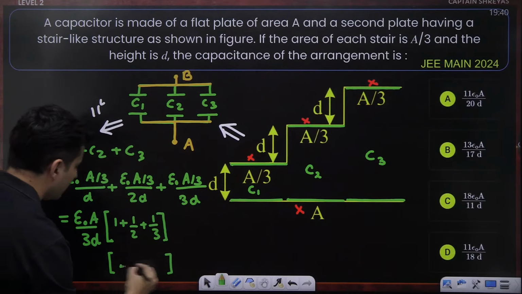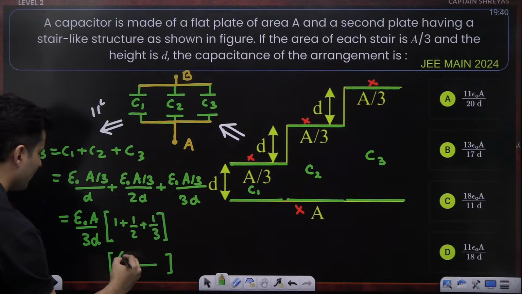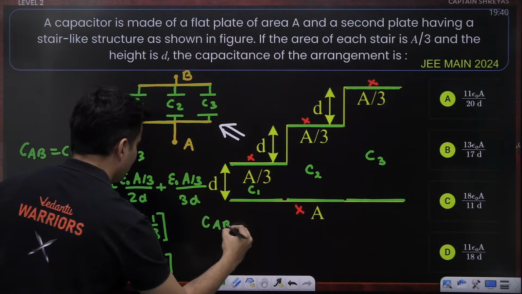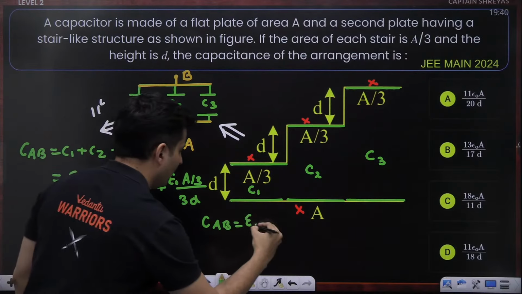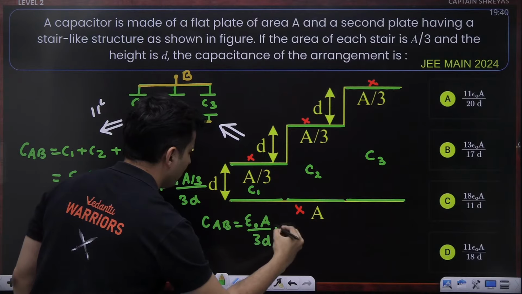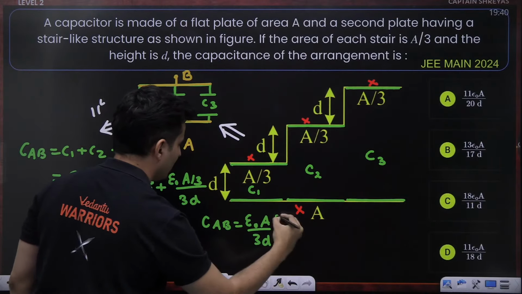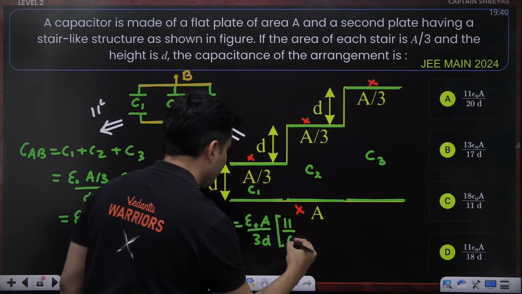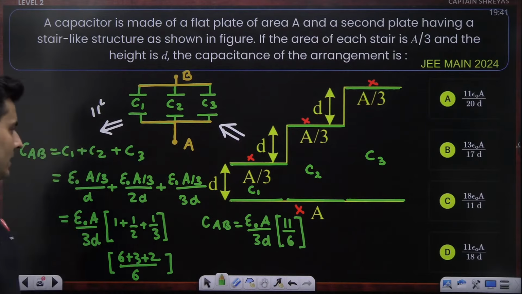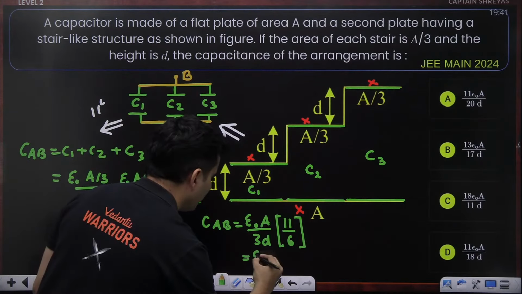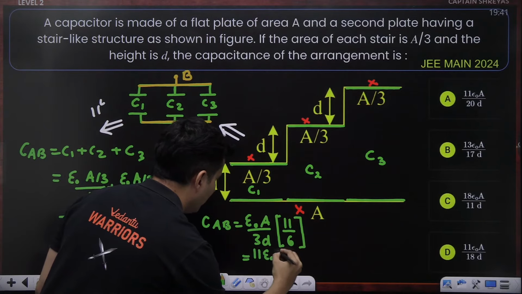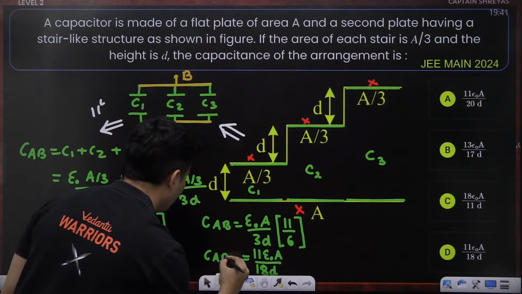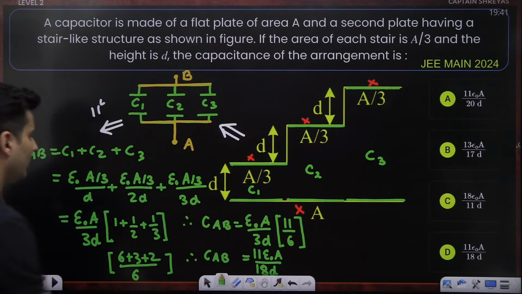What will this become? Think about it. LCM is basically 6, so it will become 6 plus 3 plus 2. The equivalent capacitance between A and B will be epsilon naught A divided by 3D multiplied by whatever is in that bracket. What is in that bracket? 6 plus 3 is 9, 9 plus 2 is 11, so it will become 11 by 6. 6 threes are 18, so it will become 11 epsilon naught A divided by 18 D. That is the equivalent capacitance between A and B. That is the answer.